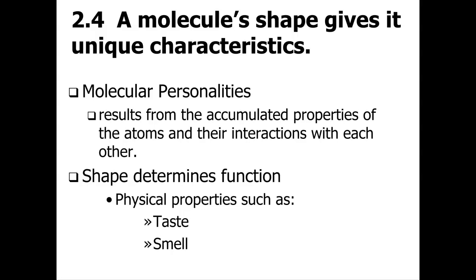So molecules are going to have a specific shape. That specific shape is going to give it a specific unique characteristic and quality. So these are referred to as molecular personalities. And so they're going to result from accumulated properties of each atom and their interactions with each other. The important thing with this, for example, it might have the same chemical structure, C6H12O6, but it might react differently. It could have a different taste to it. It could have a different smell. So shape and that personality is going to determine its function.